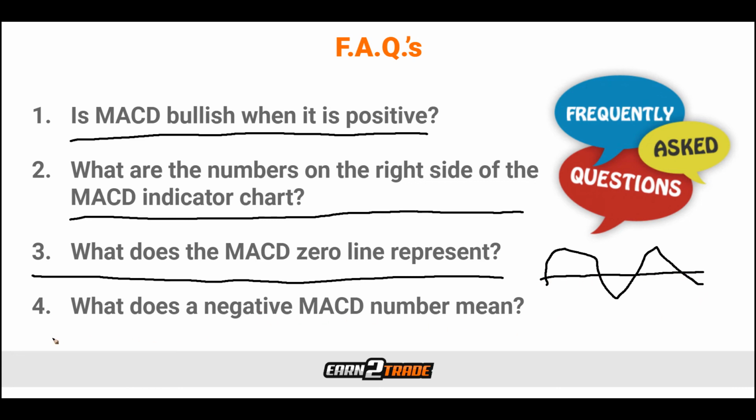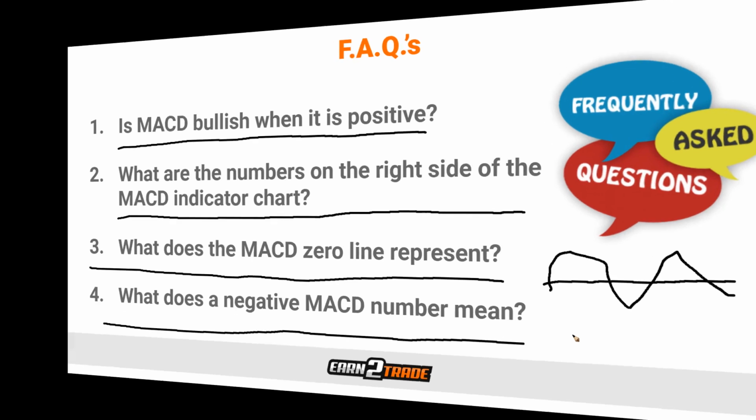Number 4 is, what does a negative MACD number mean? A negative MACD number means that the shorter 12-period EMA is below the longer 26-period EMA. That's all. It's not anything overly difficult to understand. When the short one goes below the big one, we are expecting some type of bearish activity, and vice versa when it's the other way around.